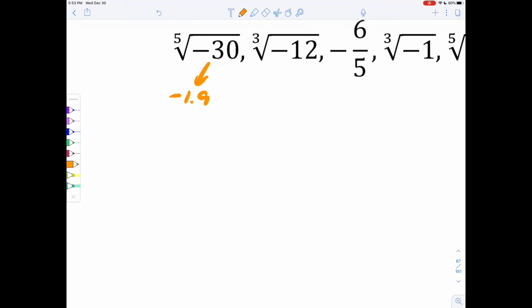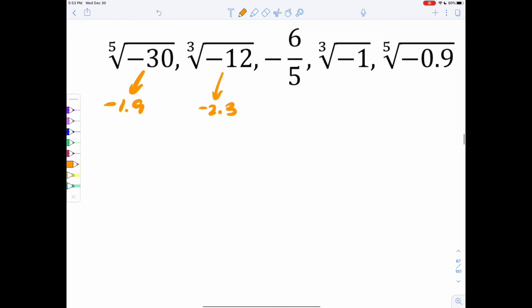Cube root of 12. Somewhere between, well, 12 is somewhere between 8 and 27, so the cube root must be, say, 2.3-ish. 12 is closer to 8 than it is to 27. 6 over 5 we can get right away.